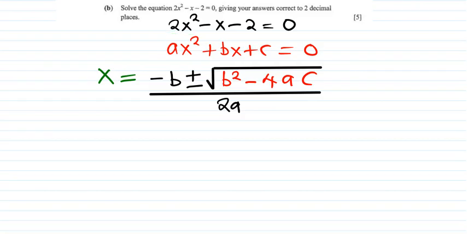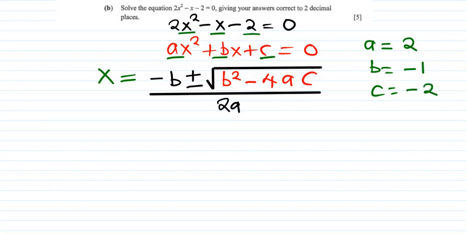So are you able to do that? So our a is, our b is, our c is. Our a is the coefficient of x squared, that is 2. Our b is the coefficient of x, so in that case it's what? Negative 1. Our c is a constant, in that case it's negative 2. Do you have any issues when it comes to identifying a, b, and c?